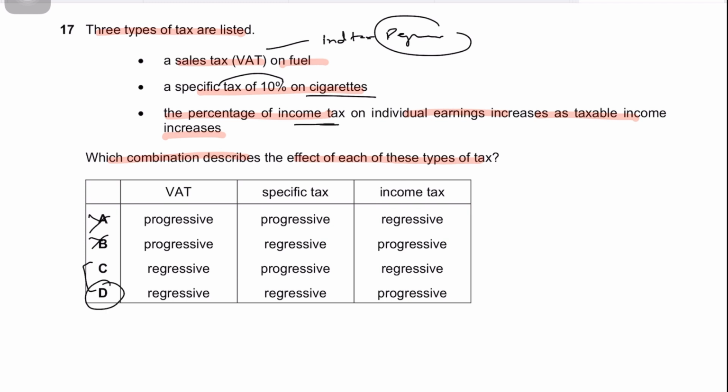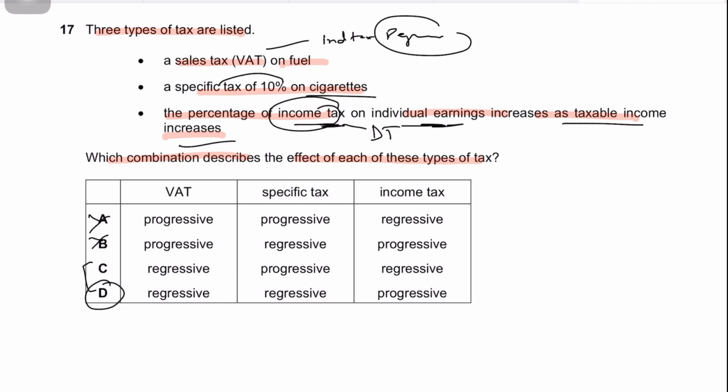The percentage of income tax on individual earnings increases as taxable income rises. So it's progressive. Income taxes are progressive in nature. They are direct taxes, which means that the tax burden will progress as income rises. So the rich people will be taxed more. The proportion of tax paid out of the incomes of the rich will be higher than the proportion of tax burden paid out of the incomes of the poor, right?